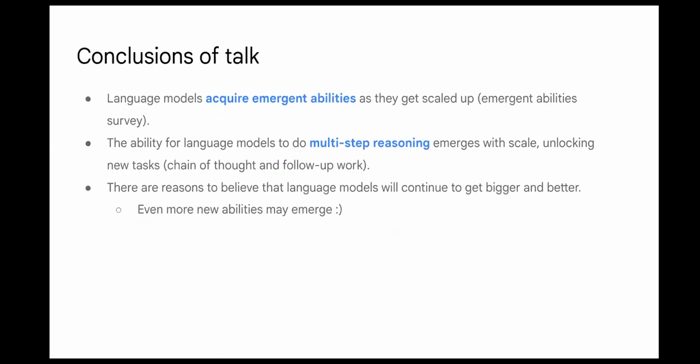Great. So to conclude, the main point I wanted to make is that language models get new abilities as they get scaled up. And one of these really crucial abilities is the ability to do multi-step reasoning, which unlocks the ability for language models to do complex new tasks. And because of these trends, I think it's reasonable to believe that language models will continue to get bigger and better, and we'll see new abilities that may emerge.